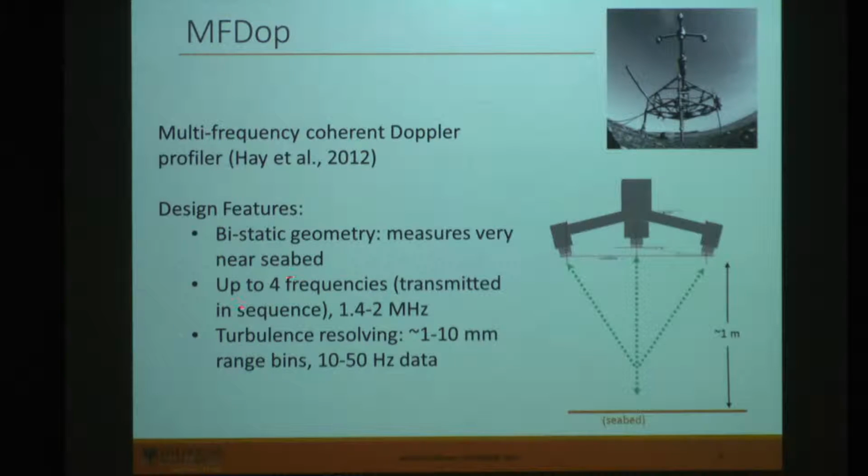It's a multi-frequency instrument, so we use a software-defined radio system for data acquisition and for transmitting, and that gives a lot of flexibility in the types of acoustic signals we can send out. So we're currently set up to do up to 4 simultaneous acoustic frequencies in the bandwidth of 1 to 2 megahertz or so. And I'll talk a little bit later on how you can use that multi-frequency information to look at the properties of the sediments. And then turbulence resolving, so the range bins can be set to less than 1 millimeter. In the field, we typically use like 5 or 10 millimeter range bins.